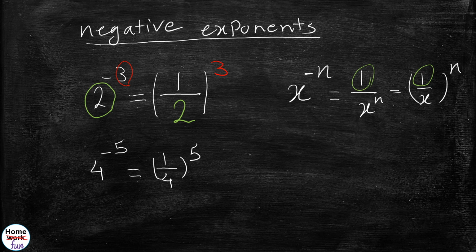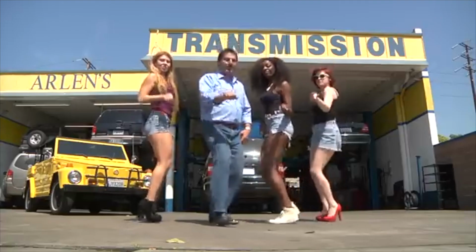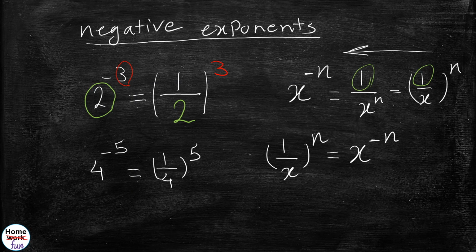And the reverse of it is also true. Let's say you had 1 over x to the power of n. You can bring the x to the numerator, but flip the sign of the exponent, x to the power of negative n. So it's kind of going in reverse here. Whenever you flip the sign of the exponent, you have to reciprocate the base. If it's in the numerator, you can put it in the denominator, and vice versa.